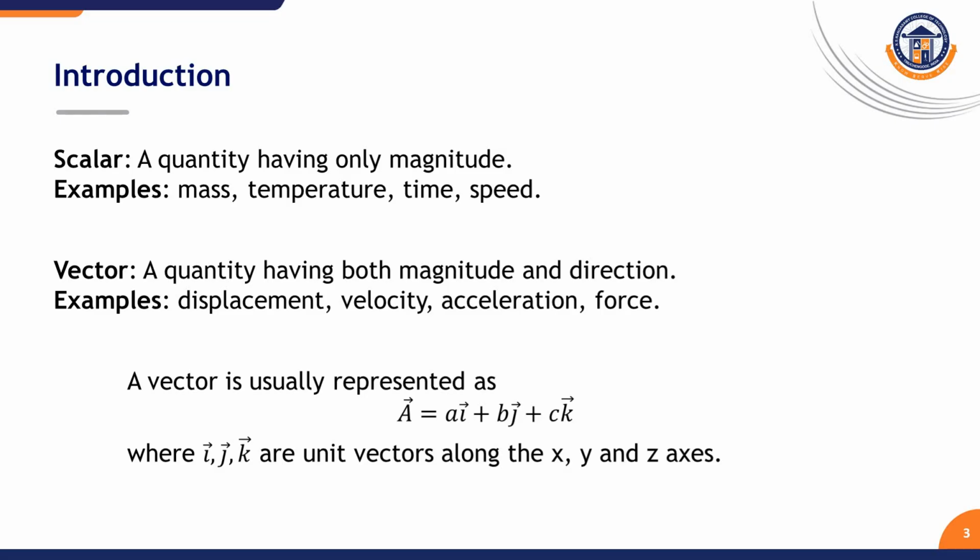A vector is usually represented as A vector, with an arrow mark as the symbol for vector. A vector equals a i vector plus b j vector plus c k vector. Here i vector, j vector, k vector are unit vectors along the X, Y and Z axes. In the X axis we represent it as i vector, in the Y axis j vector, and in the Z axis k vector.